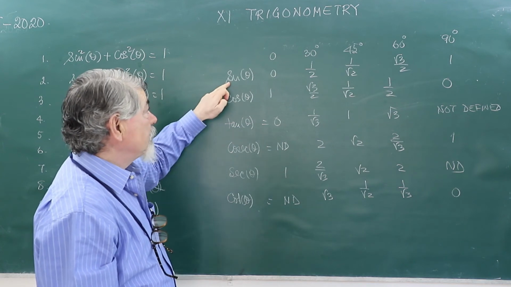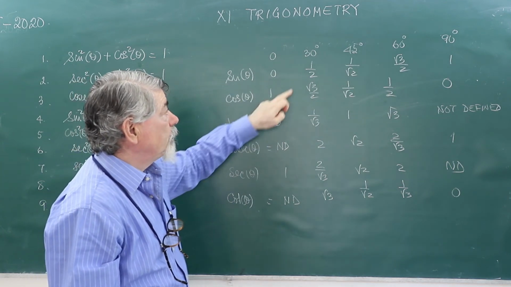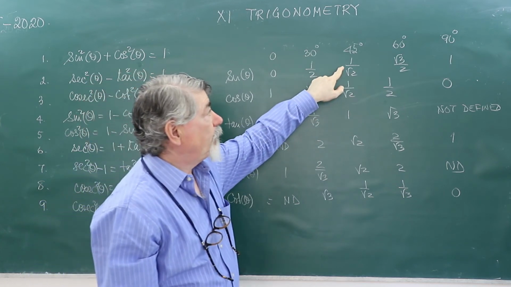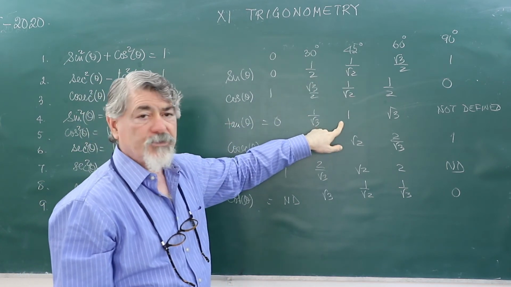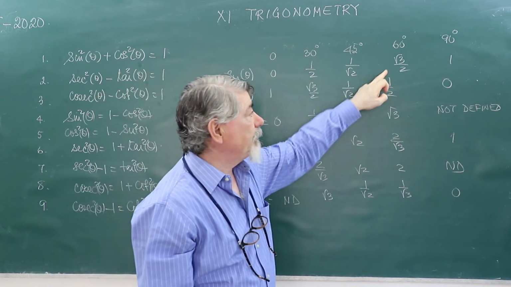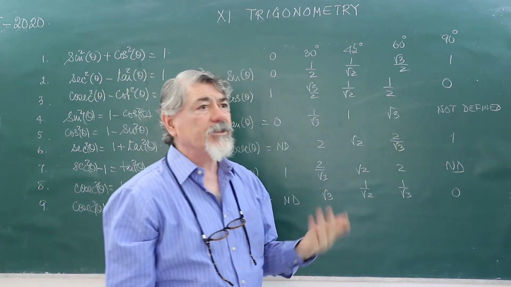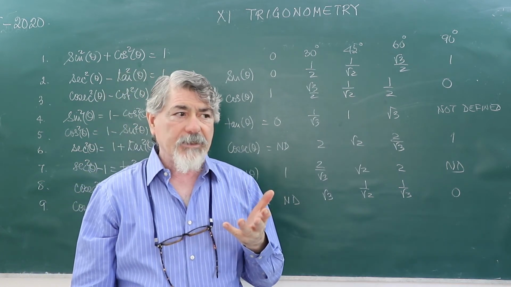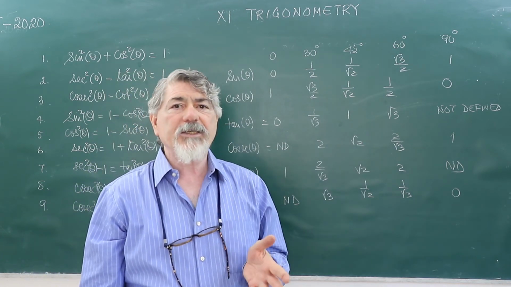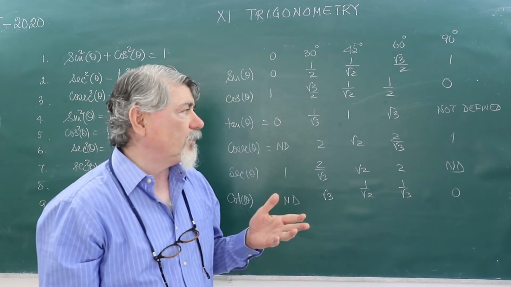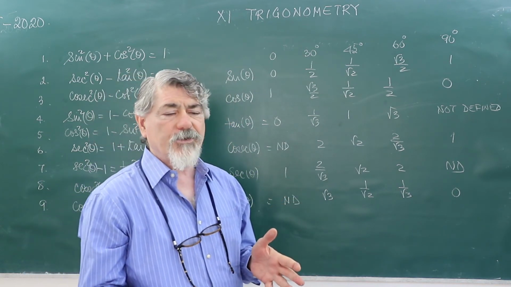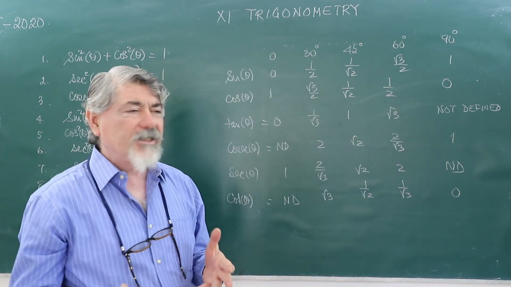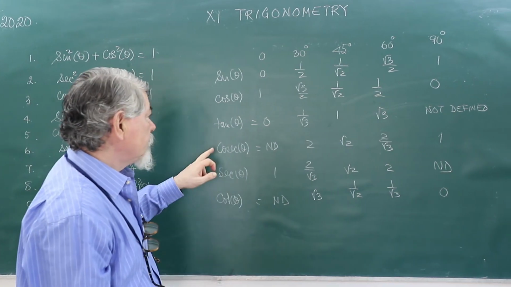Like tan 0 is sine 0 upon cos 0, which is 0. If you divide these values you get 1 upon root 3. 1 by root 2 divided by 1 by root 2 will give you 1. This will give you root 3, and 1 upon 0 will be not defined, because when the denominator of any ratio is 0, that ratio is not defined. It is called not defined. Generally we used to denote it by infinity. It's a very large number, not defined.